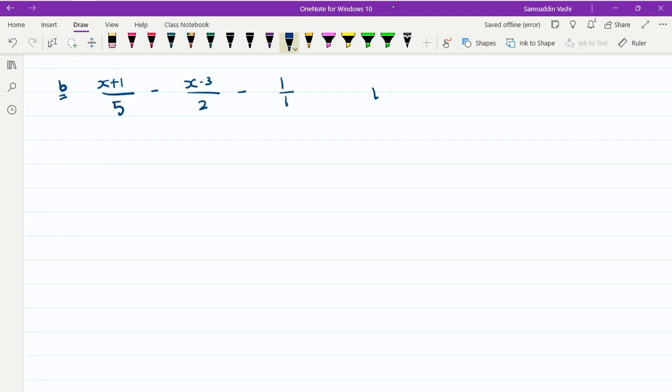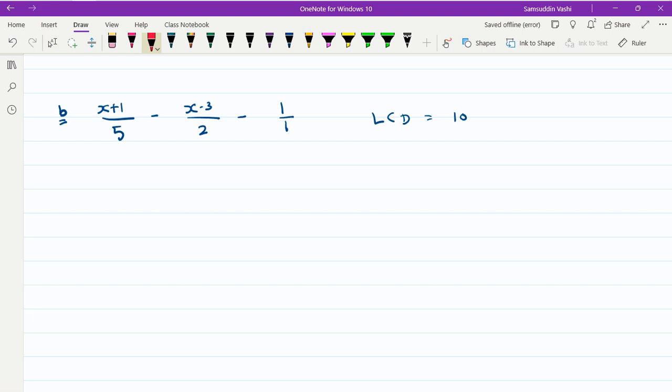What is my LCD? 2 and 5. LCD is 10. So the first place, what am I missing? Times 2. Second place? Times 5. And times 10 for the last question. So be careful here in writing now. All the denominators are set to 10.